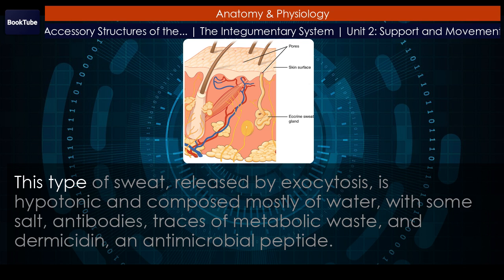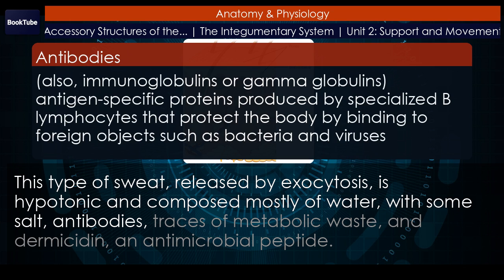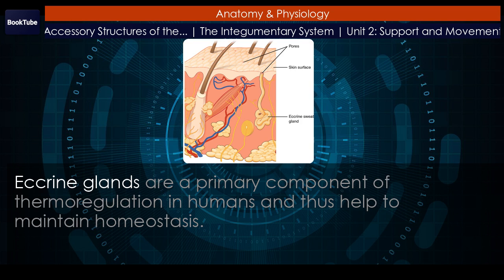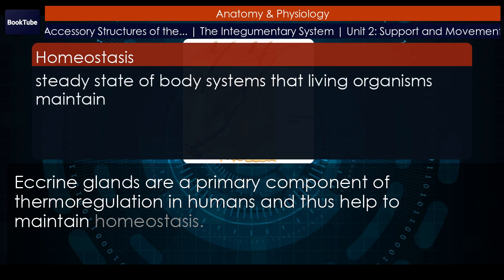This type of sweat, released by exocytosis, is hypotonic and composed mostly of water, with some salt, antibodies, traces of metabolic waste, and dermicidin, an antimicrobial peptide. Eccrine glands are a primary component of thermoregulation in humans and thus help to maintain homeostasis.